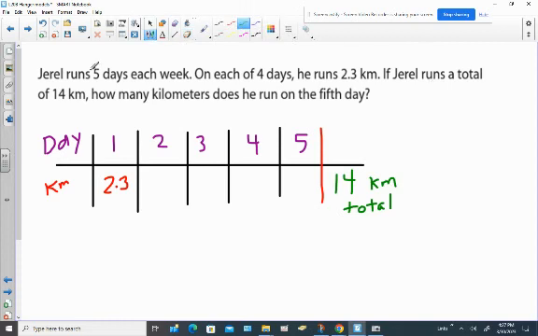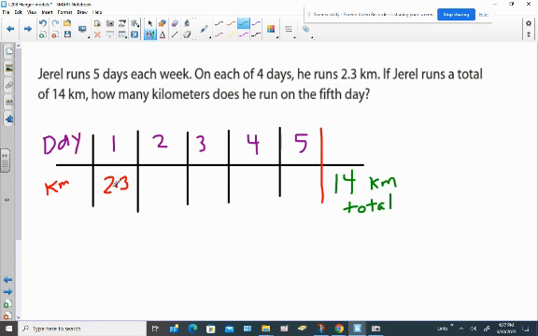Hey everybody, Mrs. Bianchi. We're going to organize our thinking by drawing sort of a table so that we can figure out what's going on here. Jarrell runs 5 days each week. So I have that represented here. Day 1, day 2, day 3, day 4, day 5. On each of the 4 days, he runs 2 and 3/10 kilometers.